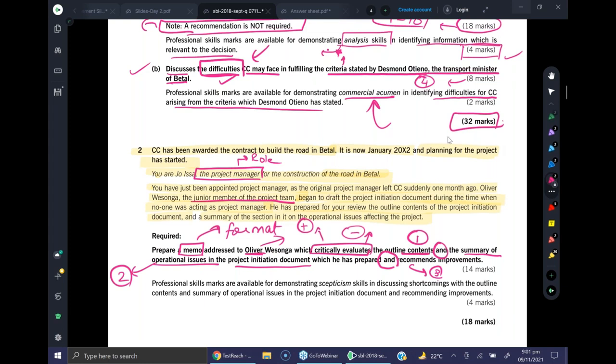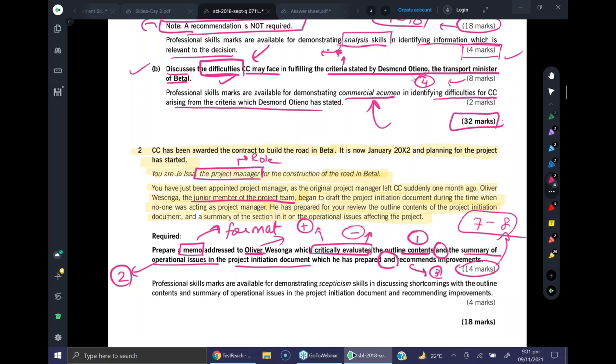And total marks available here, if you see, are 14. So you might be losing 4 to 5 marks by not giving recommendations, and we can't do that. It is as simple as that. So overall, how many points do I need to be talking about? 7 to 8 maybe, depending on what I will be finding in the PID and the operational summary.